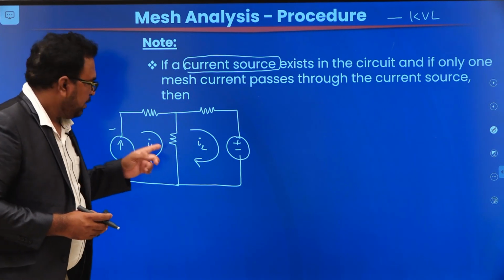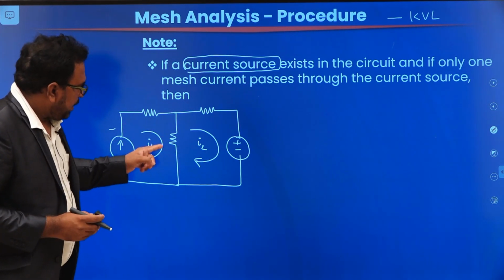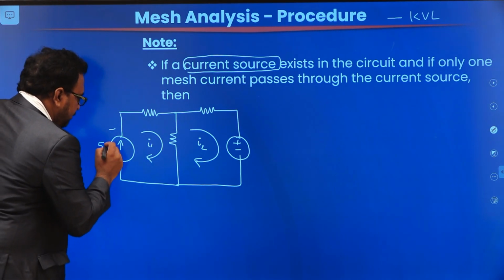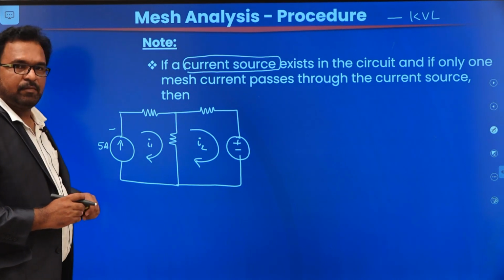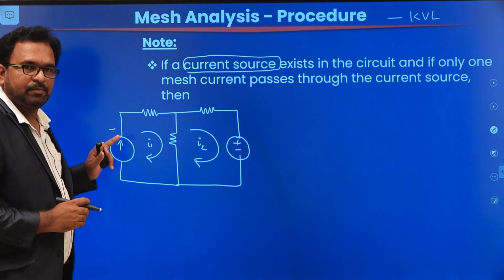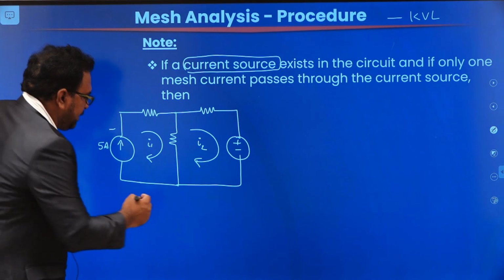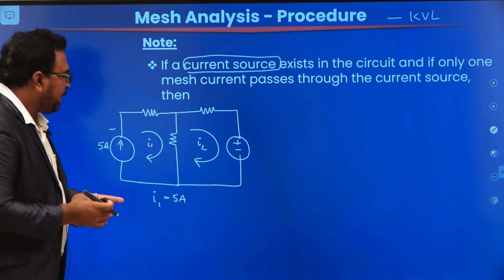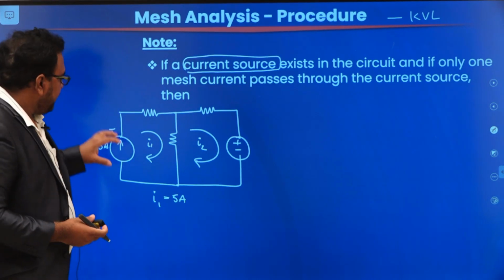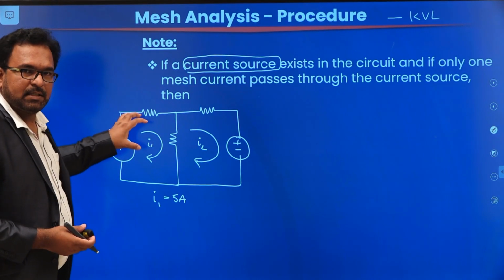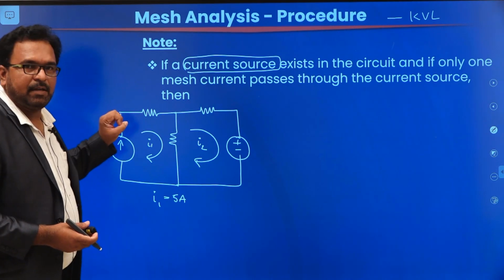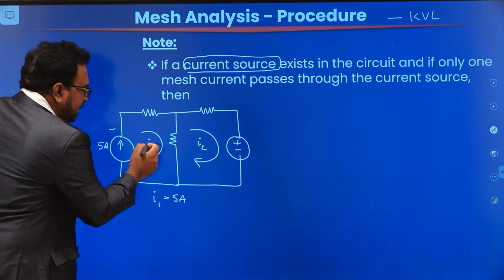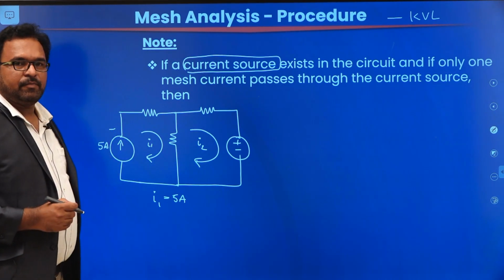mesh currents. If you observe here, a current of I1 is flowing in this mesh and a current source is given, let us say a 5 ampere current source, in mesh 1. That means I1 is directly equal to 5 amperes. There is no need to apply KVL in this mesh. If there is a current source present in a mesh and you want to calculate that mesh current, there is no need to apply KVL in that loop. You can directly choose the mesh current variable as the current value.